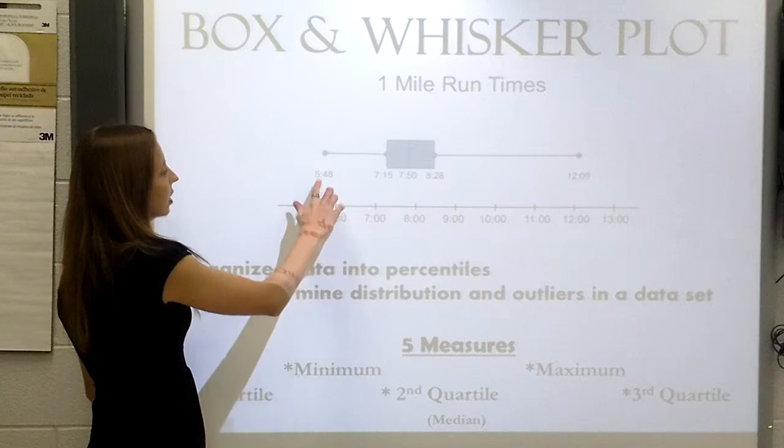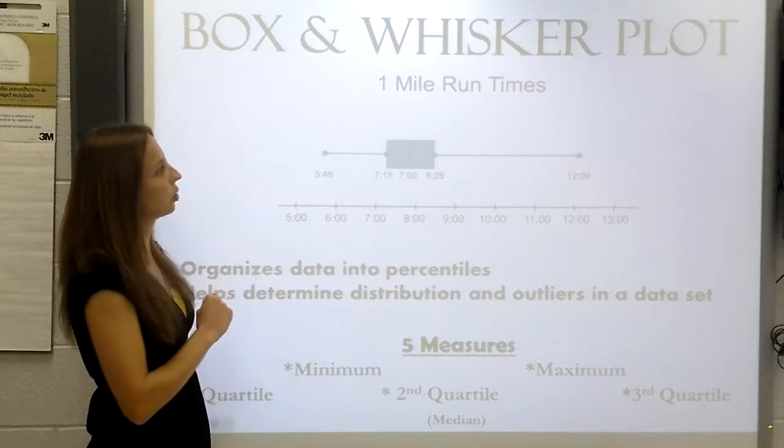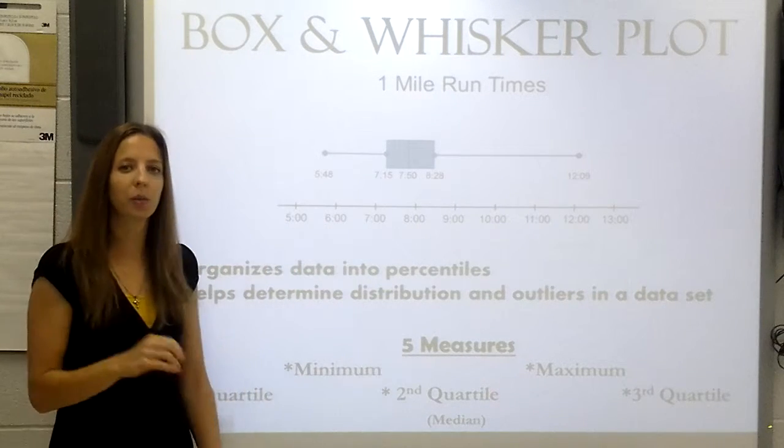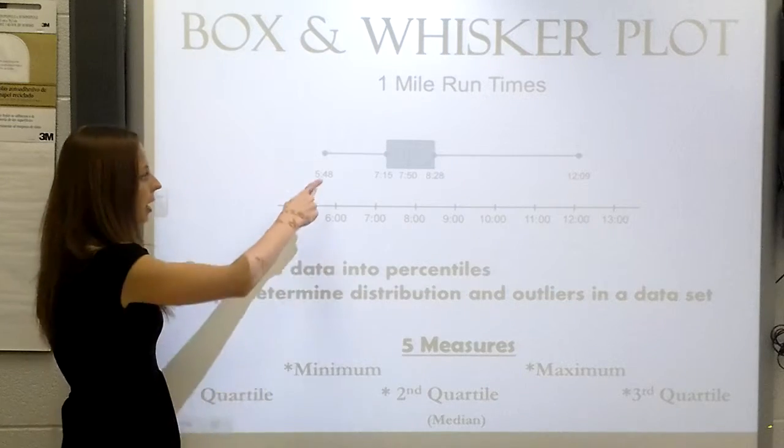So to do this, we're looking at 1 mile run times. 5:48 was the quickest time. That would be our minimum.